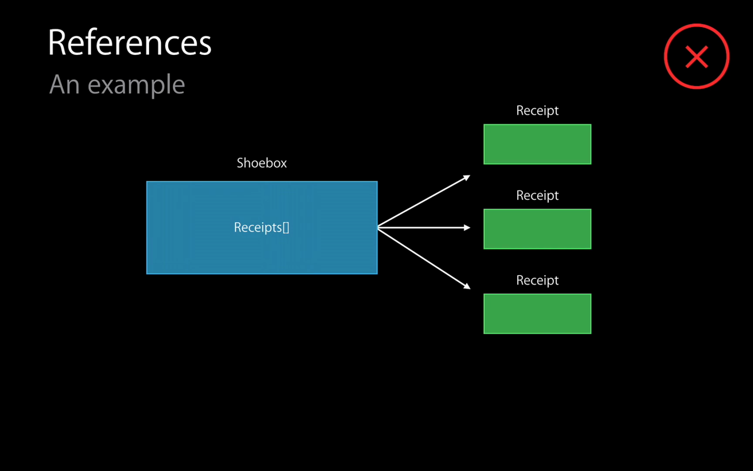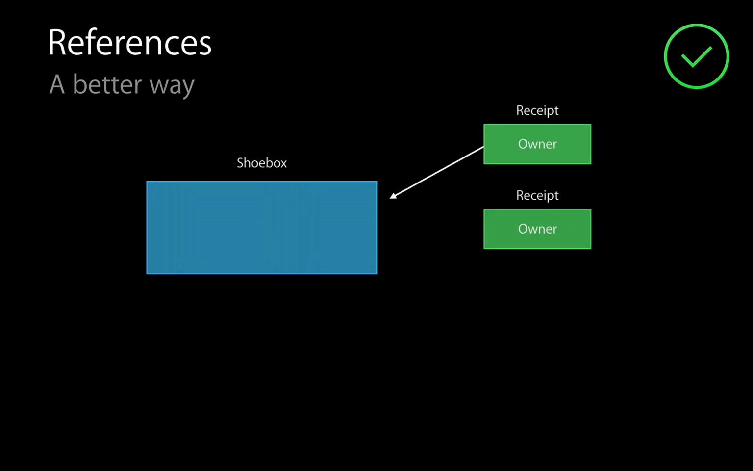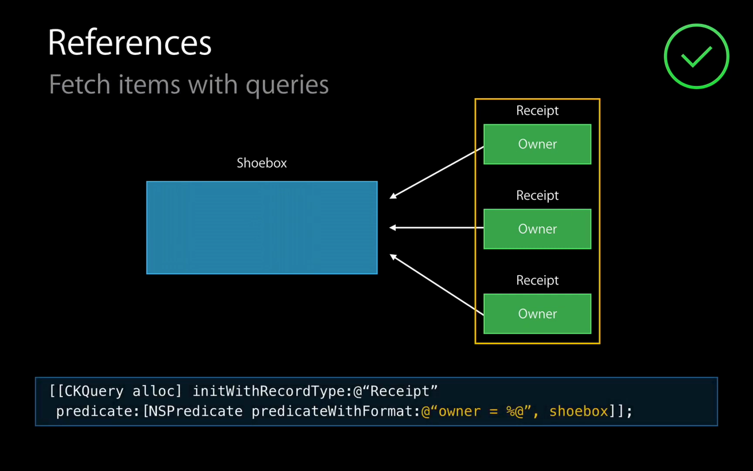So we recommend that you try to avoid forward references in your design, and instead use what we call back references. So instead of having the shoebox point at the receipt that's in it, have the receipt point at the shoebox that it's in. The great thing about this is it's very scalable. You can have millions of clients adding receipts all at once, and there's no bottleneck. They can create their receipt, point at who owns them, and none of them are going to run into conflicts. When you need to get everything that's in a shoebox, rather than fetching that shoebox, getting the array of records in it, and fetching all those records, you can instead just use a query. And that query is going to select all of the records that have that shoebox as an owner.